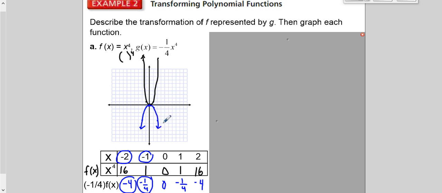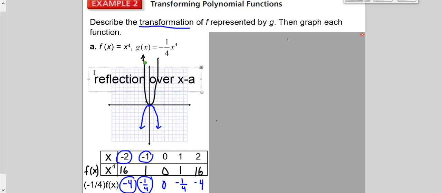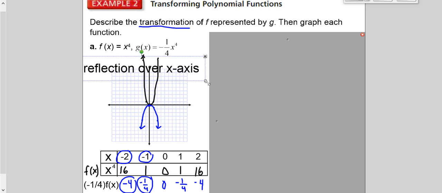Let's check the directions. What else did it ask us to do? Describe the transformation. So we had 2 transformations, one for the multiplying by 1/4 and a separate one because it was negative. The negative makes it flip. What do we call a flip? That is a reflection over which axis? Yep, x-axis. Okay, that was one of our transformations. What was the other one?